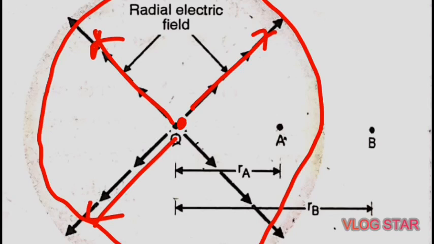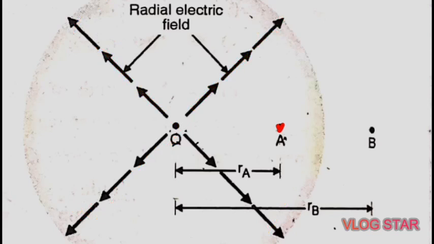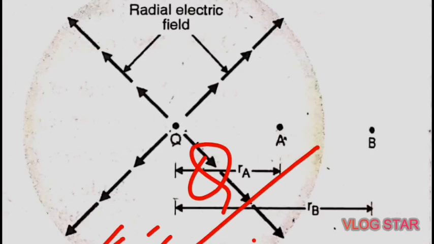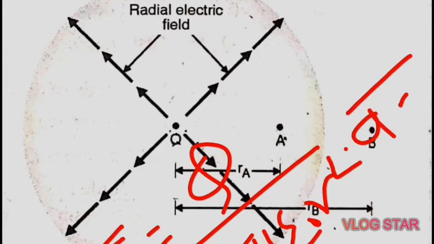So now consider 2 points A and B. Let us consider this is point A and this is point B, which is placed in this system. Then the point A is at the radial distance RA and the point B is at the radial distance RB from this origin. Okay, so here we know that the generalized formula for the electric field intensity due to point charge is E bar equal to Q upon 4 pi epsilon 0 R square into AR bar. This is the generalized equation for electric field intensity due to point charge.